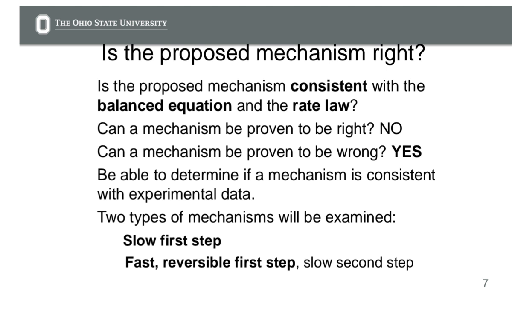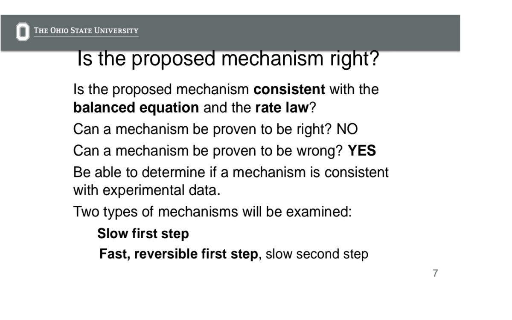So is there a way to know if our proposed mechanism, our step 1 or step 2, however many steps, is correct? There is not a way to prove that it is correct. All right? There is a way to disprove it. We can very easily disprove a reaction mechanism, but it is much harder to prove that it is correct. What we can do, though, is we can say that the mechanism is consistent with experimental data.